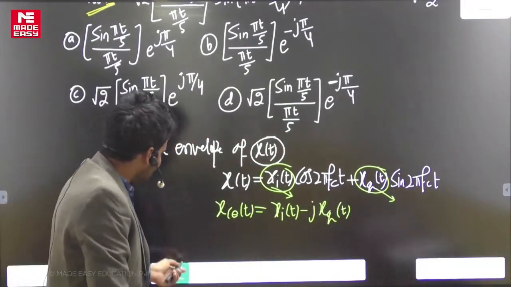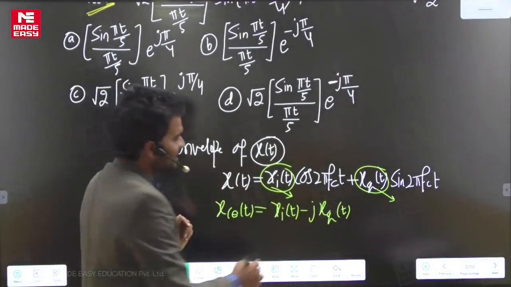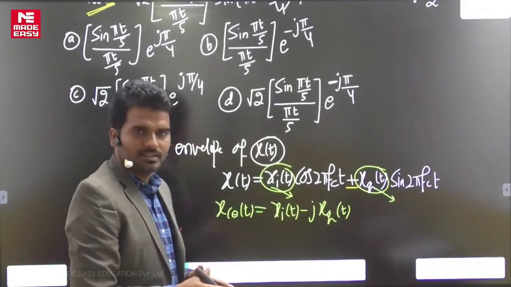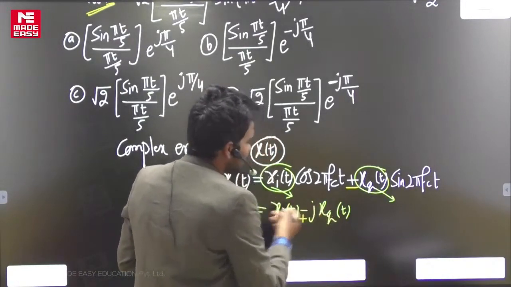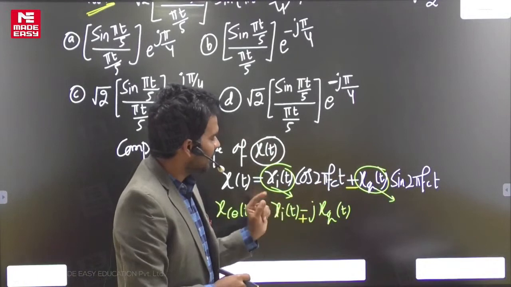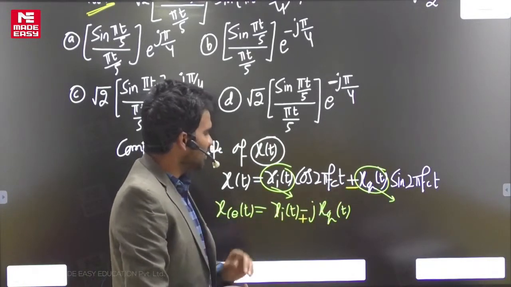And if the bandpass signal x(t) is in this form, xi(t) cos minus xq(t) sin, then the complex envelope will be xi(t) plus j xq(t). So if it is plus here, then you will get minus in finding the complex envelope, and if it is minus here, you will get plus in finding the complex envelope.